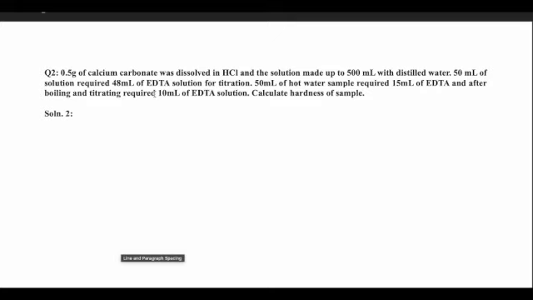Okay, this is a stock solution of calcium carbonate that I have prepared. Now 50 ml of this solution required 48 ml of EDTA solution for titration. 50 ml of hot water sample required 15 ml of EDTA, and after boiling and titrating it required 10 ml of EDTA solution. Calculate the hardness of the sample.